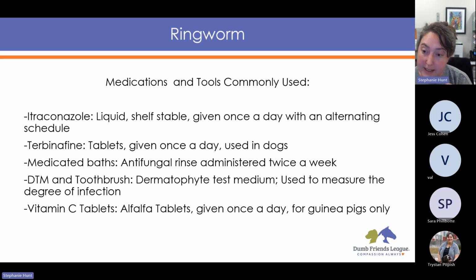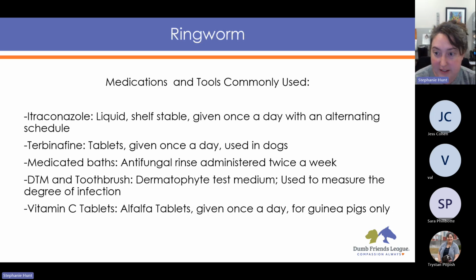The downside to the DTM is that it takes 2 weeks to fully incubate. So we don't have a really solid, quick answer on, yes, it's ringworm or no, it's not. And that's why you see some cases that are derm surveillance, because we're quarantining them for 2 weeks while we wait to confirm if they have ringworm or not.